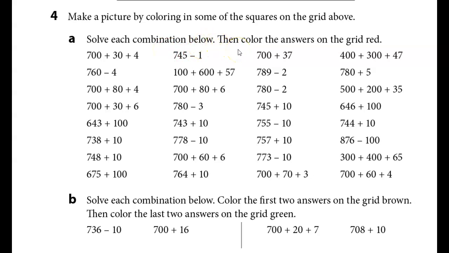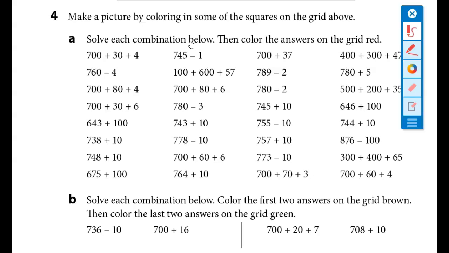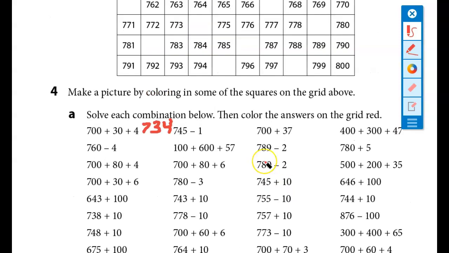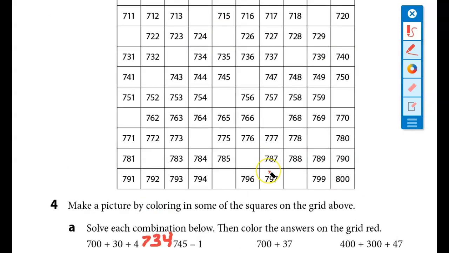Then color in the answers on the grid in red. For example, if we were working on 700 plus 30 plus 4, well, we would write the answer is 734. Now I need to go up to my grid and I need to find the number 734. Well, that number is right here. I'm going to color this whole square in red.